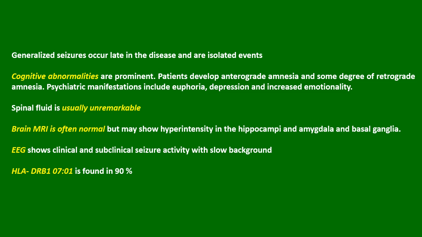Brain MRI is often normal but may show hyperintensity in the hippocampi, amygdala, and basal ganglia. EEG shows clinical and subclinical seizure activity with a slow background. HLA-DRB1 is found in 90% of the cases.